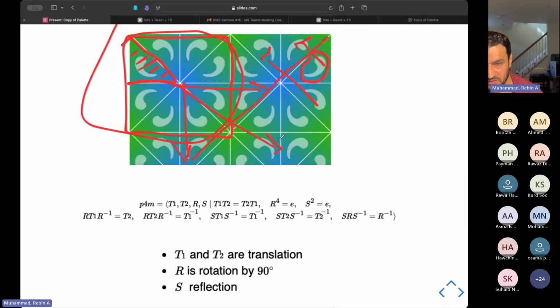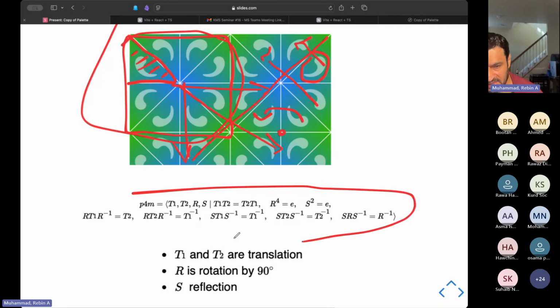Now, if you want to rotate, we have a rotation. If you rotate this guy by 90 degrees, you get this one. Hopefully. Oh, no, you don't get that one. Maybe you get... maybe that's not the right order. So this way is writing P4M.